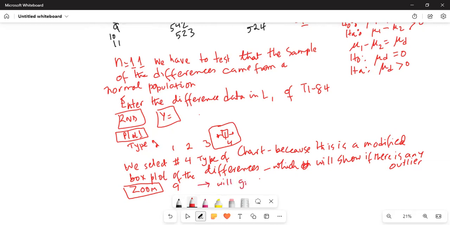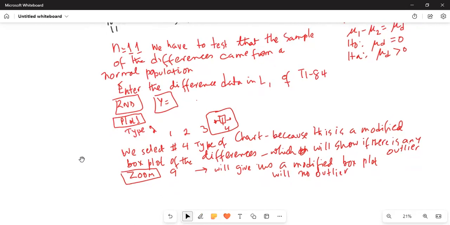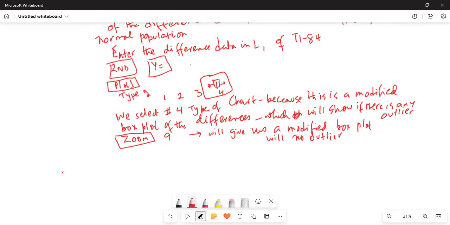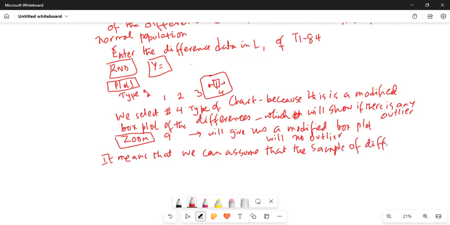Will give us a modified box plot, and we will see there is no outlier. Modified box plot with no outlier. What does it mean? It means we can assume the sample of differences came from a normal population. That is very important because otherwise we cannot do the t-test.